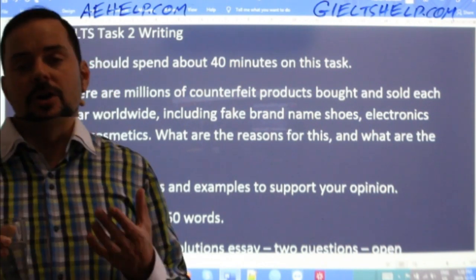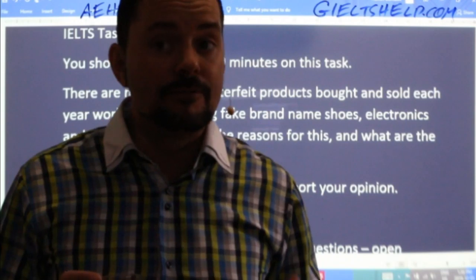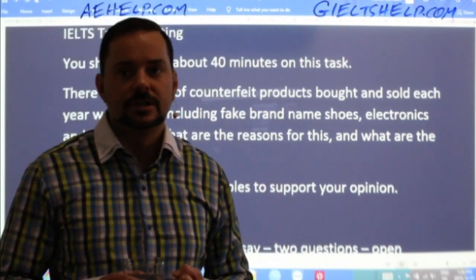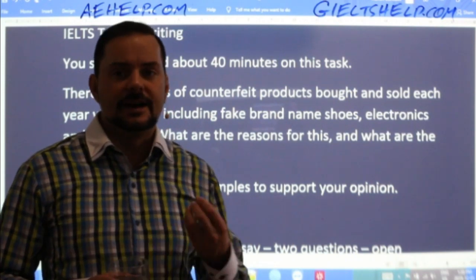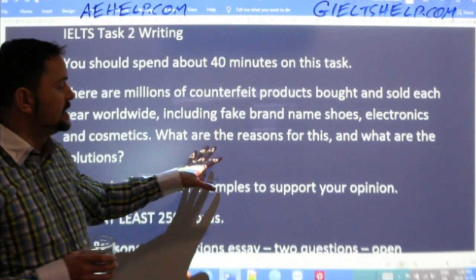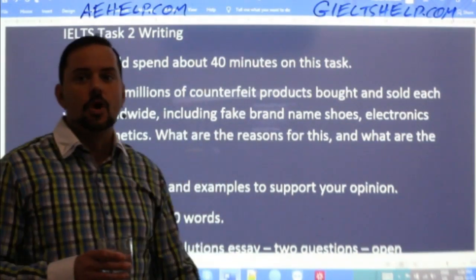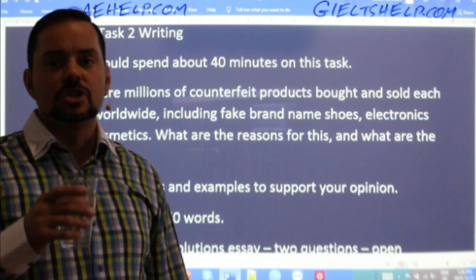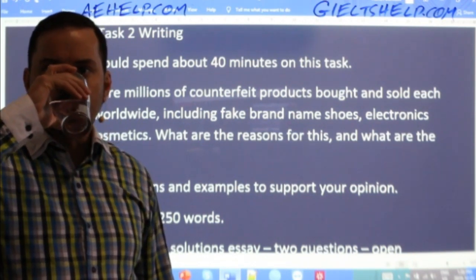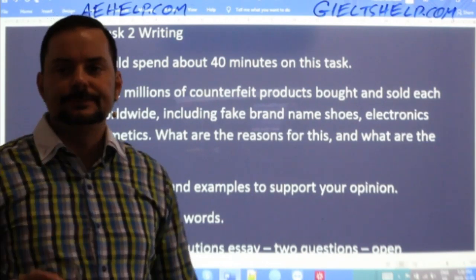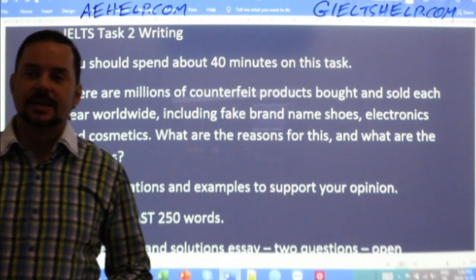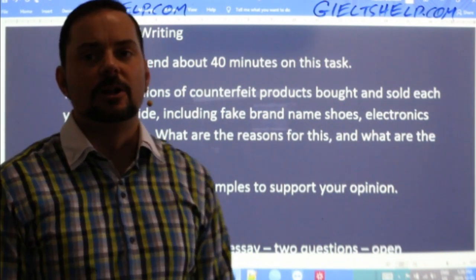And especially on the IELTS exam where you only have 40 minutes and you need to write minimum 250 words, it's very important to have this strategy in mind so that you're successful on this task when you realize that it's an open-ended question. What should you do? You should immediately start thinking in this way to help you.